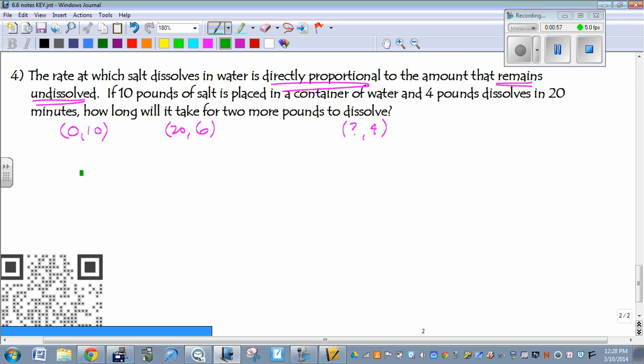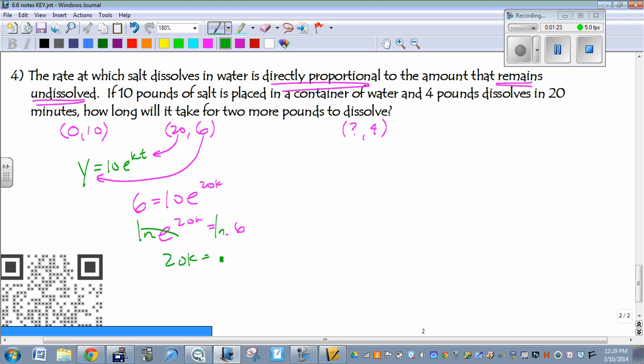So for this one, our initial value is 10, so we have Y equals 10 times E to the KT. We're going to go ahead and substitute 20 in for our time, 6 in for Y. So 6 equals 10 times E to the 20K. I'm going to solve for that. We get E to the 20K equals 0.6. We can take the natural log of both sides, and we get 20K equals natural log of 0.6. And then to figure out what K is, we're just dividing by 20.